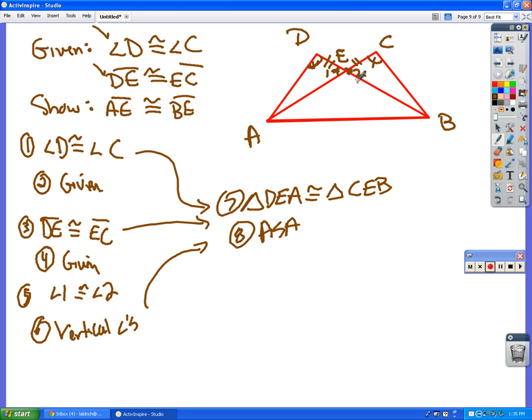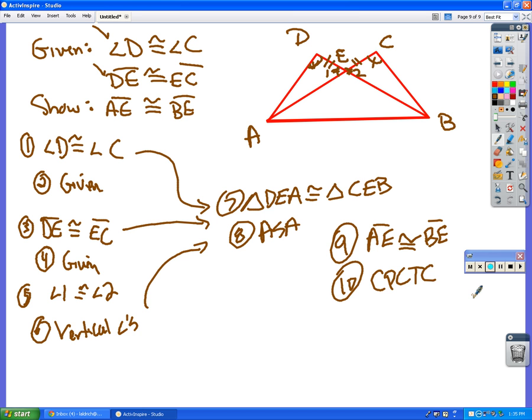Angle, side, angle. So that's good. And then the last step is always the thing that you are trying to show, which in this case is AE is congruent to BE, and we now know that to be true by the world famous CPCTC. That's always the last one. So yeah, it's not always, but it usually is.